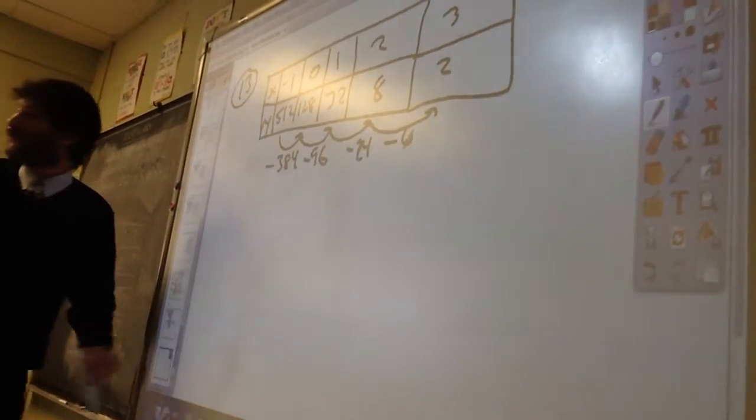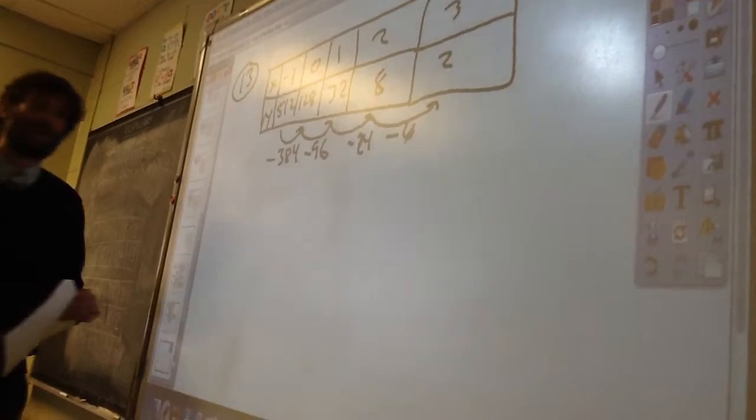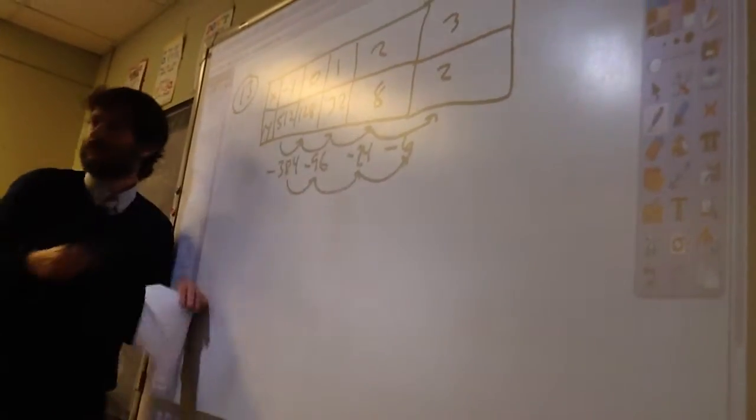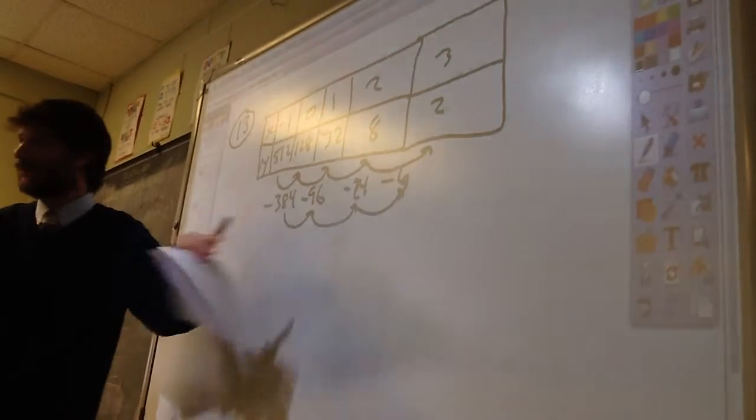Okay, so the first differences are not constant. I know it's not linear. Let's check second differences. What am I adding here? From negative 384 to negative 96.